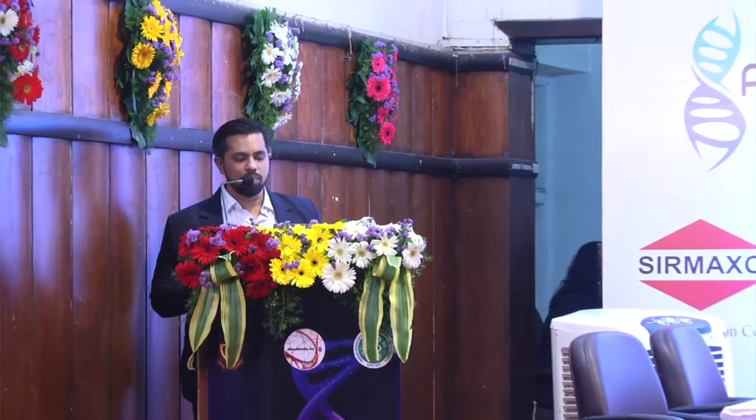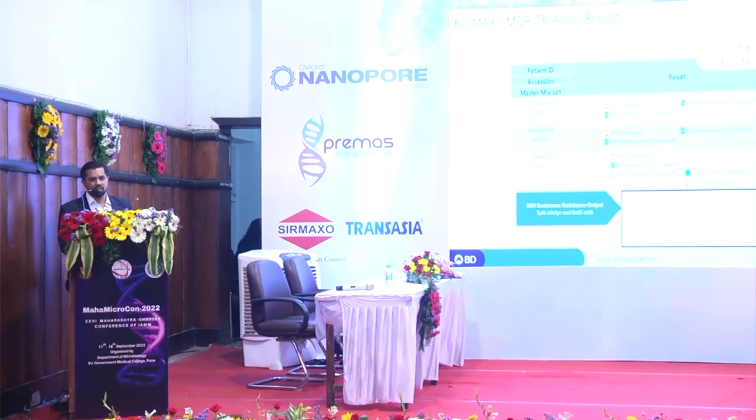So this is how the result of the BD MAX MDR-TB assay will look. With one assay, we'll get four results, that is MTB detection, RIF resistance detected or not detected, and isoniazid resistance detected or not detected. At the same time, we'll get the katG mutation as well as the inhA mutation detected. So the clinicians can now determine if a high or low concentration of INH treatment is possible, because sometimes on the basis of the inhA mutation, split INH therapy is given to the patient.